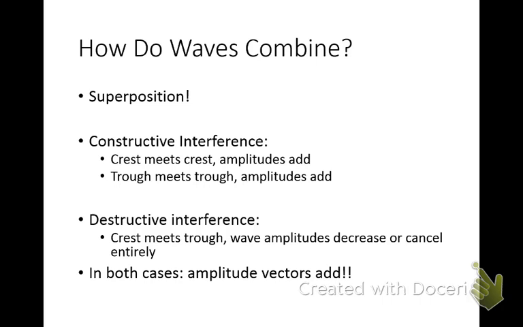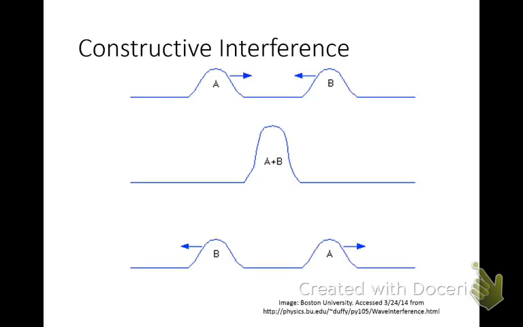Then you've got destructive interference. This is where a crest will meet a trough. The amplitudes will actually decrease, or in some cases they'll cancel entirely. Either way, if you look at the amplitude vectors, they'll just add together. One quick note on this is after they interfere, be it constructive or destructive, the two wave pulses just continue to travel in the direction they were traveling as if they had never met that other pulse.